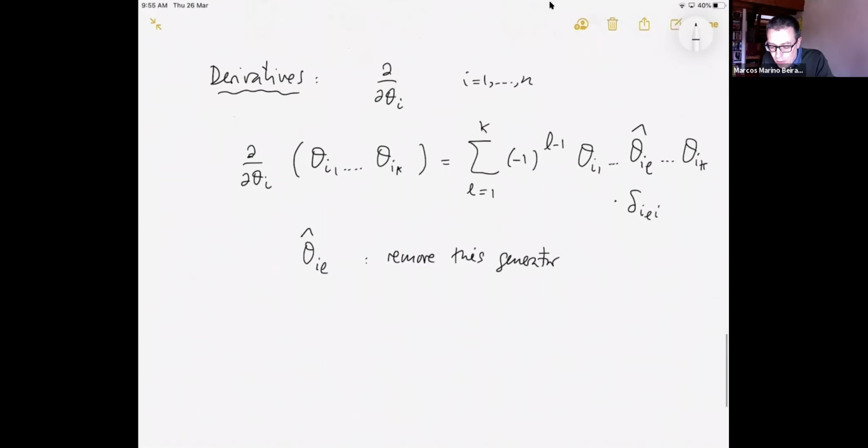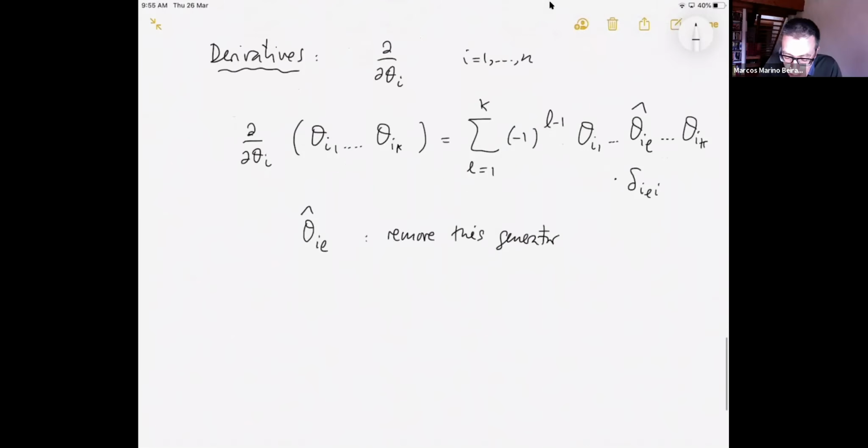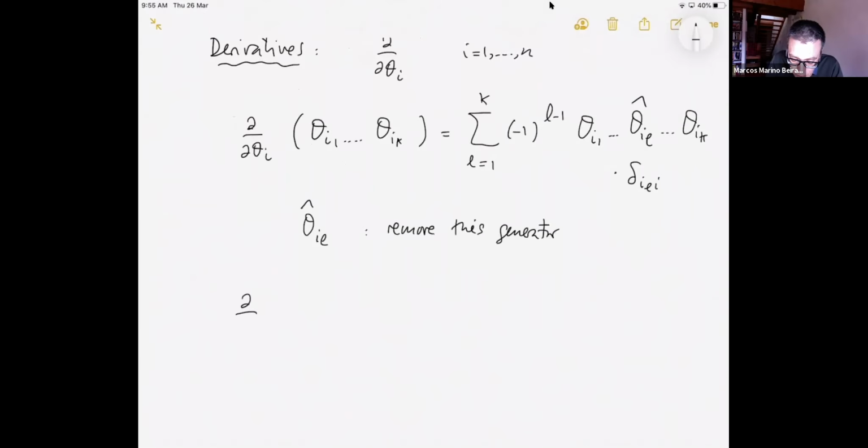Okay. Well, this was not very clear. So anyway, let me give you some examples. So let's calculate this. What is this? Well, it's very simple. Here, theta 1 is the first thing. So you take a derivative with respect to this. You remove it, and then you get theta 2.